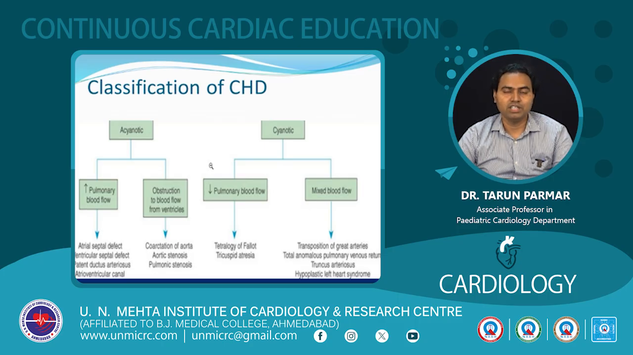Again, in cyanotic CHD, we describe increased and decreased Qp situations. So decreased Qp, or decreased pulmonary blood flow situations, are VSD with PS, or any pulmonary stenosis with large VSD situation. These are TOF, DORV with VSD and PS, tricuspid atresia type 1B, and the other is mixed blood flow, that is either normal or increased pulmonary blood flow. These are the TGA, TAPVC, truncus arteriosus, etc.